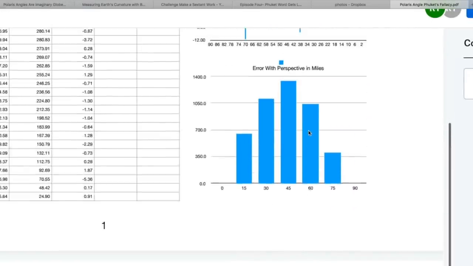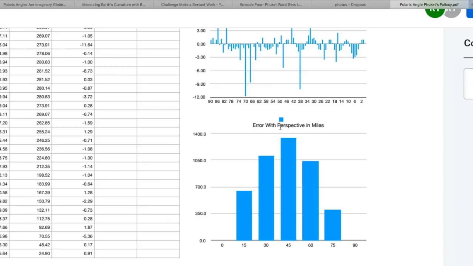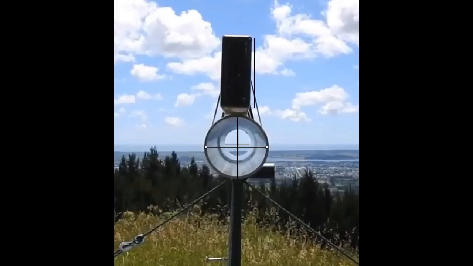And in case you thought his perspective argument was persuasive, these blue bars here are the error rates by degree of latitude when taking into account perspective. As you can see, at 45 degrees, it's more than 1,000 miles. You know, after observing the Flat Earth movement for several months now, I've come to several conclusions. The first is that this is not a science-based movement. This is a conspiracy theory.